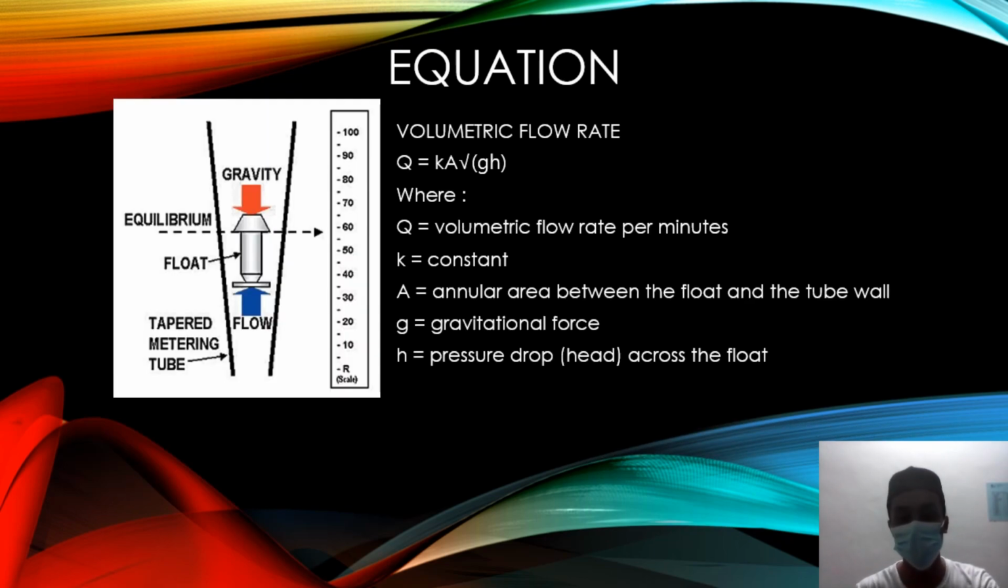The equation for the volumetric flow rate is Q equals K A square root of G H, where Q is volumetric flow rate per minute, K is a constant, A is the annular area between the float and the tube wall, G is gravitational force and H is the pressure drop across the float.